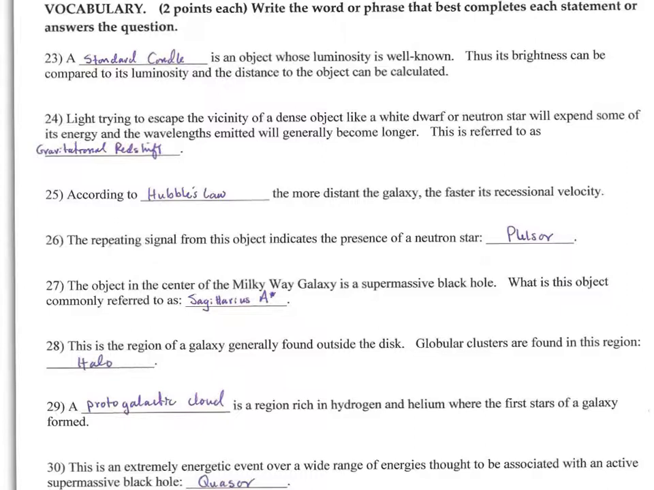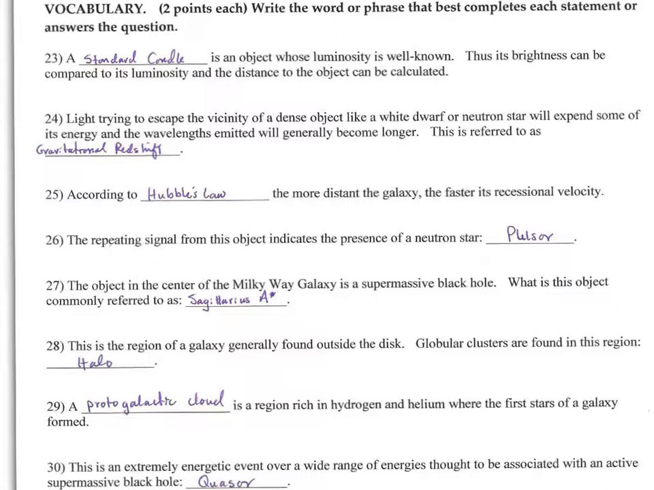Gravitational redshift was 24, where an object is trying to escape the vicinity of a dense object, and that dense object is making a dent in the fabric of space and time, and it has to crawl out and lose some energy, and becomes reddened in doing so. Question 25, Hubble's law. In some cases I accepted half credit for this, but I was really after Hubble's law, which links how far away a galaxy is to its recessional velocity.